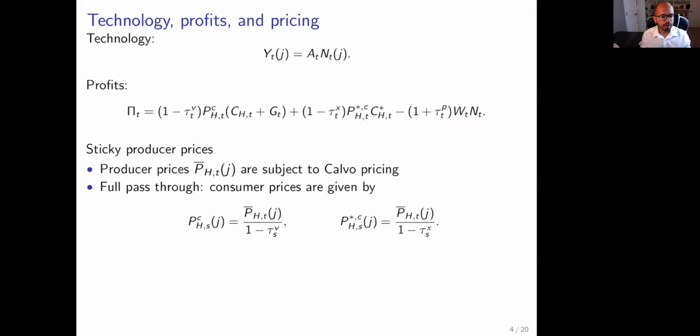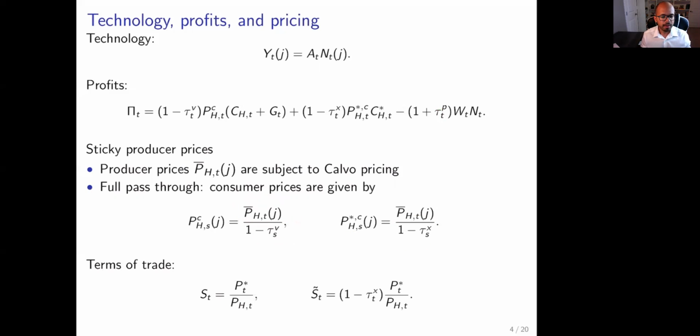Following the literature on border adjustment, I assume that firms have sticky prices on the producer prices. Therefore, consumer prices have full pass-through of taxes. So P_H is the price received by the firm j. This price is sticky, and we assume that the price that the consumer faces has a tax on top of that. Similar for foreign consumers regarding the export tax.